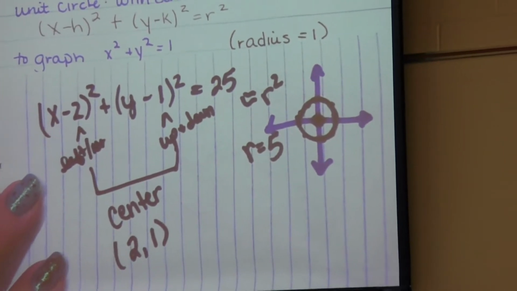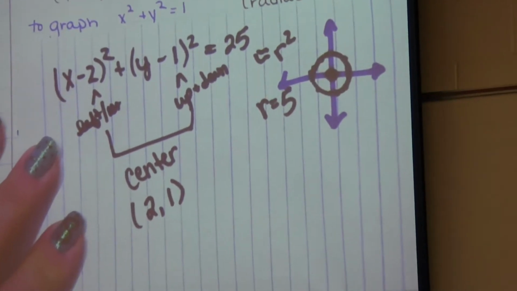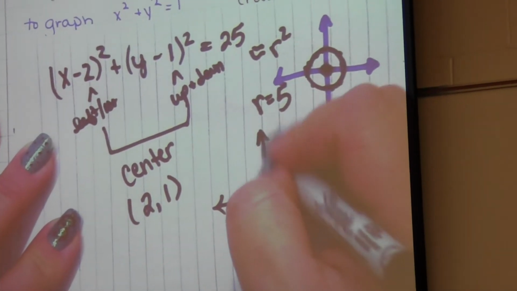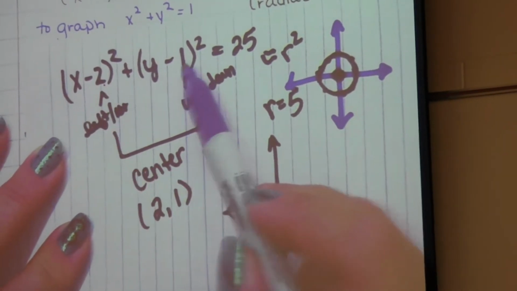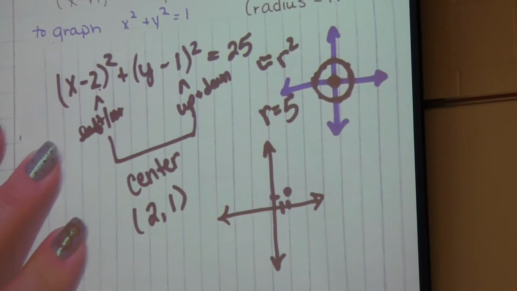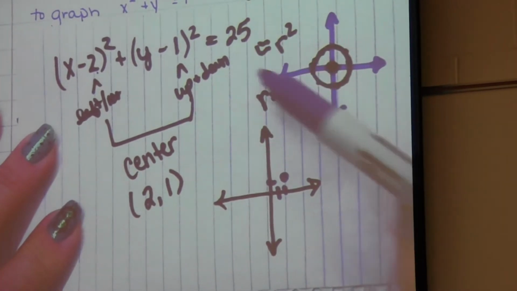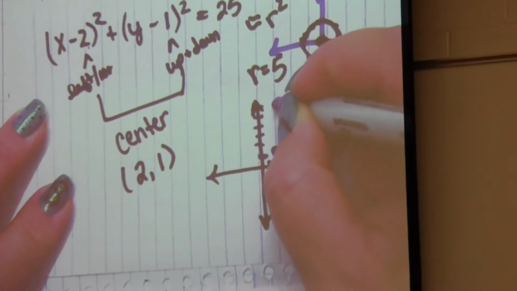If I wanted then to graph that by hand without using my calculator, because you're going to see in a minute my calculator is kind of a pain, I would just make my axis. I find my new center, 2, 1. So over 2, up 1. And then from that point I need to go 5 in each direction, because I go out to my radius. So I'd be 1, 2, 3, 4, 5, make a dot.